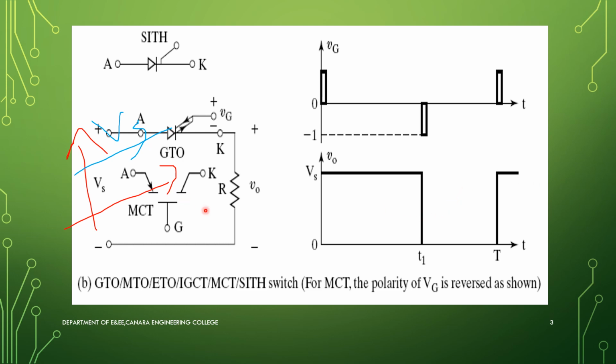One thing is, this control characteristic is applicable for GTO, MTO. MTO is MOS turn off thyristor, ETO, which is emitter turn off thyristor, IGCT, which is integrated gate commutated thyristor. For all of these, the control characteristics are the same.